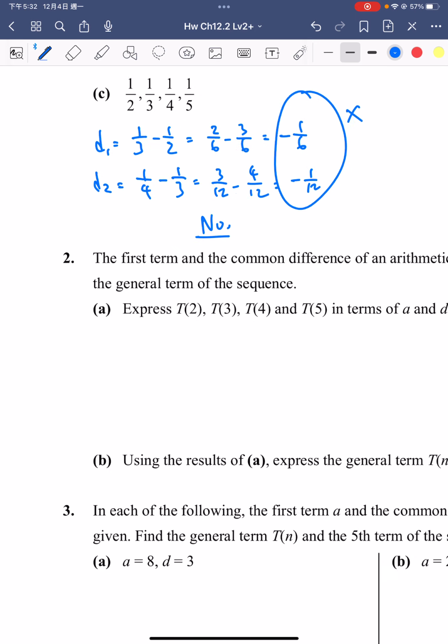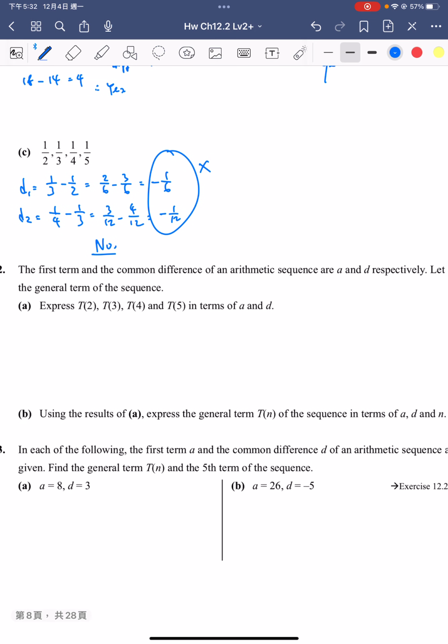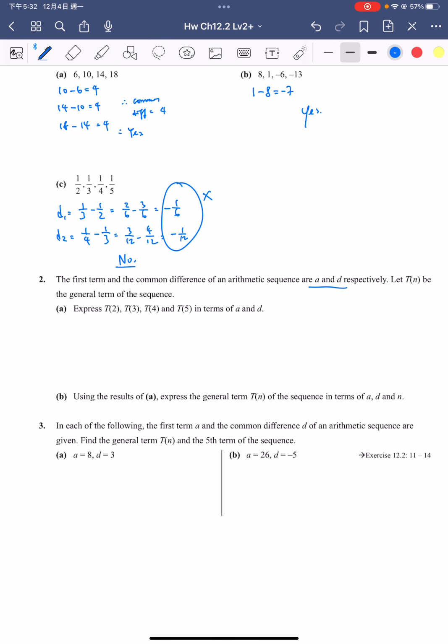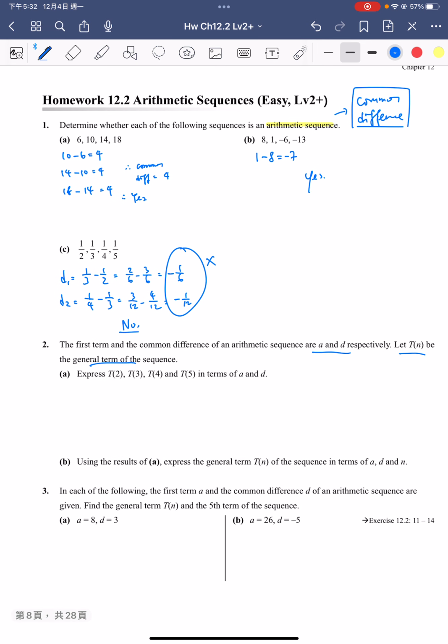Okay, so for the second question, the first term and the common difference of the arithmetic sequence are a and d respectively. Let Tn be the general term. Now we have to express T2, T3, T4 and T5 in terms of a and d. First of all, this a is our T1, isn't it? And then this is our d. So from T1 to T2, the difference is d. Try to pause the video again and do it yourself, okay?